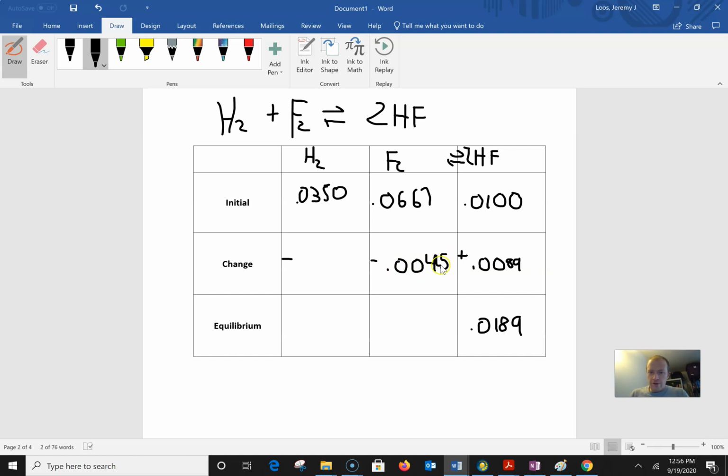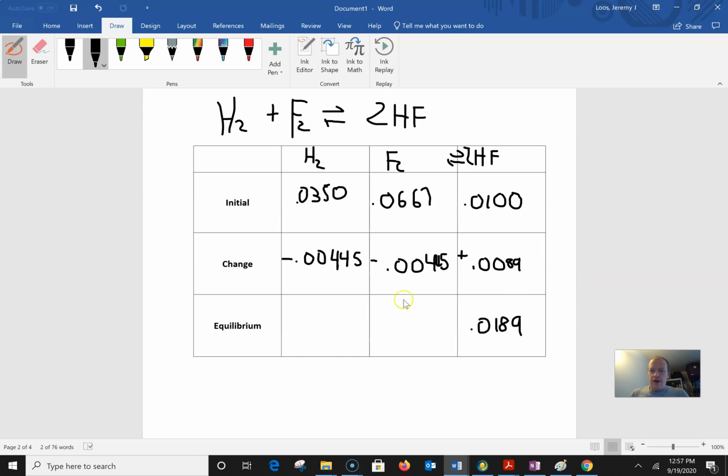0.00445. Squeeze in another 4 there. And again, I'm doing that just to keep things in line with the mole ratio. It's 1 to 1 to 2. These are going down. The product is going up. And there I've got all my changes.